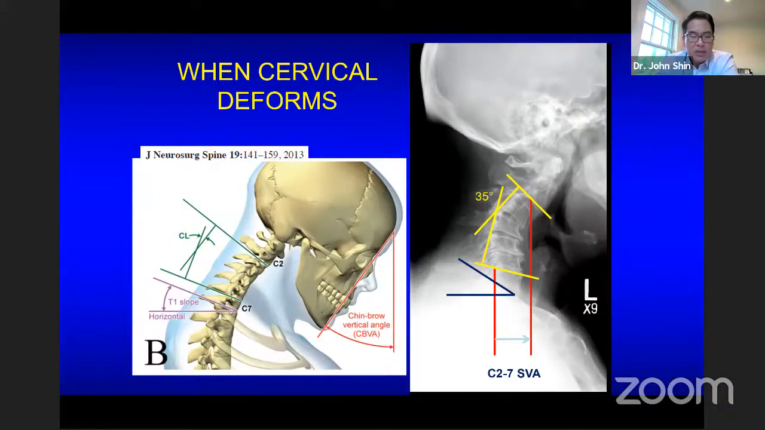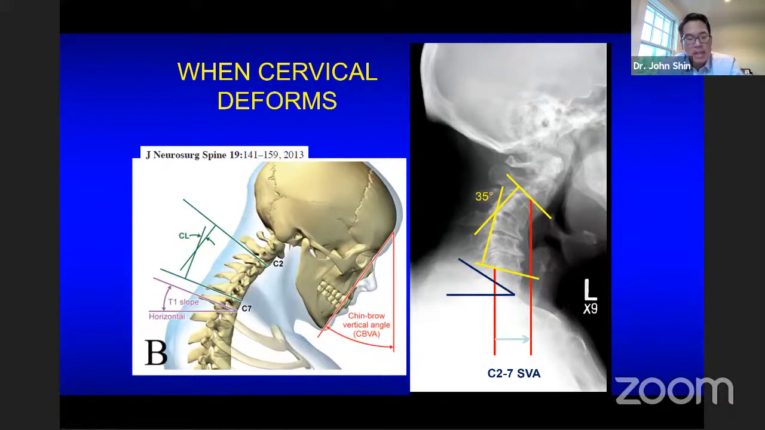Then with regards to lordosis, there are many ways to measure the lordosis between C2 and C7, but it's very helpful. And now, with a better understanding of the T1 slope, the T1 slope is essentially angulation measured from the superior end plate of T1 and the horizontal. And this really gives us an idea of how much cervical lordosis that patient needs, right?